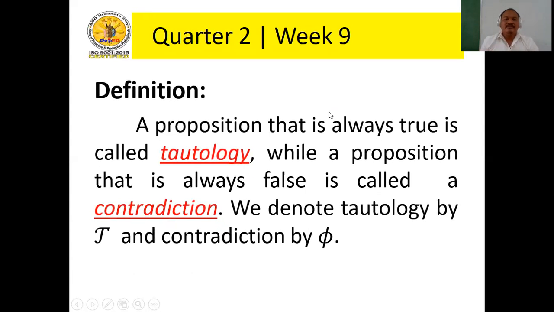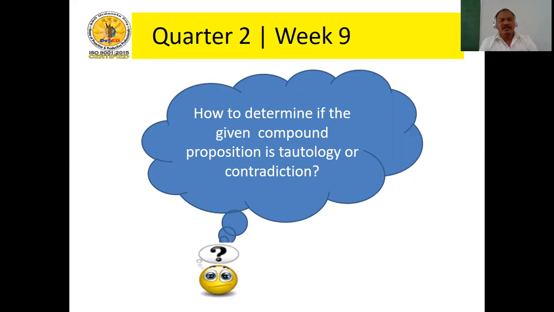So start with the definition. A proposition that is always true is called a tautology. Well, a proposition that is always false is called a contradiction. So we denote the tautology with a symbol. We have already established this type of proposition in week 8. But to give you a preview, how do we determine if a given compound proposition is a tautology or a contradiction?